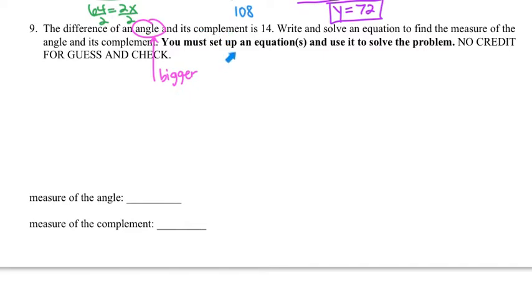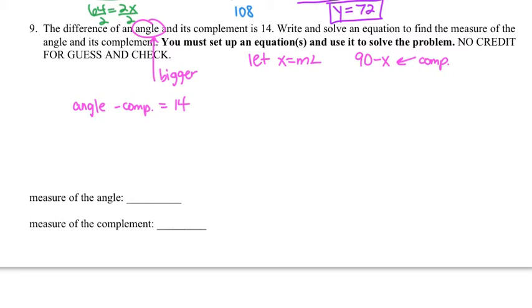So we're going to say let x equal the measure of the angle. So if x is the measure of the angle, then the complement is always 90 minus x. If you know x, you would take it away from 90 to find the complement. So that's the complement. That never changes. 90 minus x is the complement if x is the angle. All right, so what do you know about those two things? You know if you take the angle minus its complement, that equals 14. That's what I told you. The difference of the angle and its complement is 14.